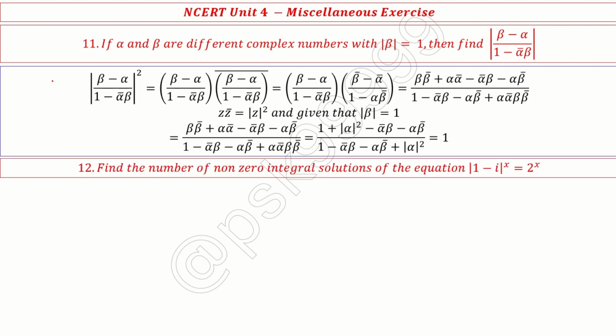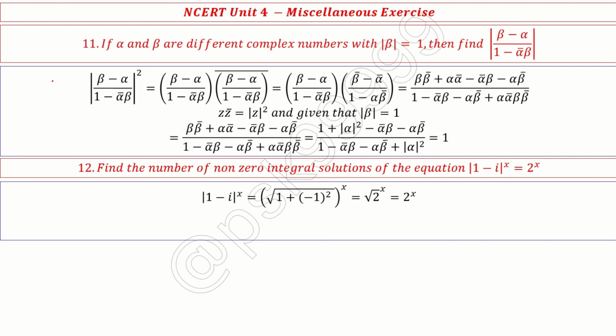Next, find the number of non-zero integral solutions of the equation modulus of (1 minus i) whole to the power of x equal to 2 power x. Okay, this is simple. Modulus of 1 minus i is equal to square root of 1 squared plus (minus 1) squared, whole to the power of x, which is nothing but root 2 to the power x, which is equal to 2 power x.